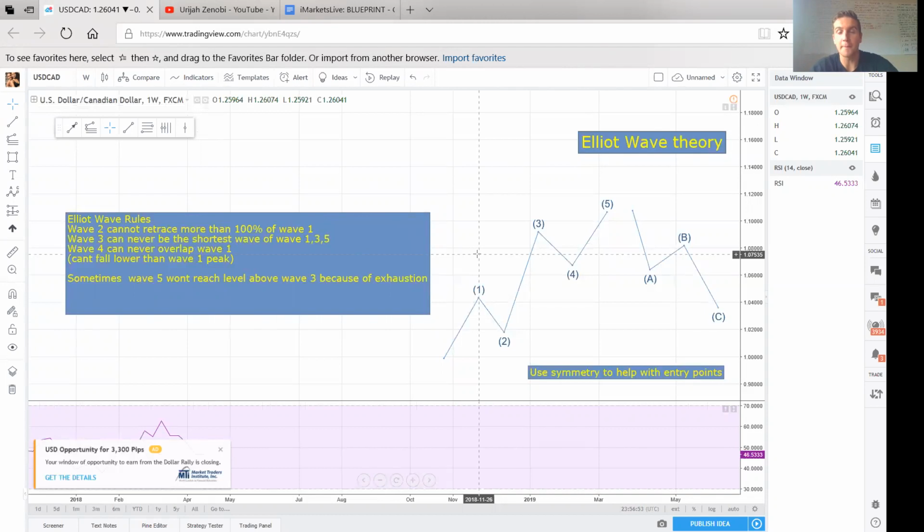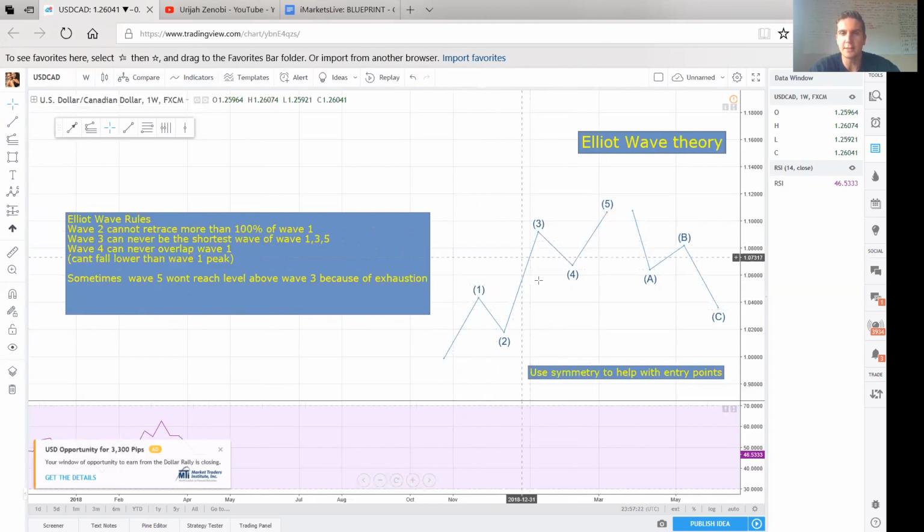This is where the big money gets in. Once wave 2 has completed its retracement, that's where big money comes in, and that's why we see wave 3 being the biggest wave out of the Elliott 5 wave. Rule number 2 is wave 3 can never be the shortest wave of 1, 3, and 5. So wave 3 is always going to be bigger.